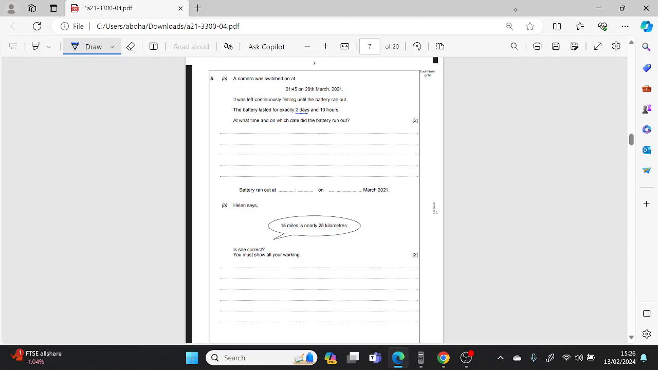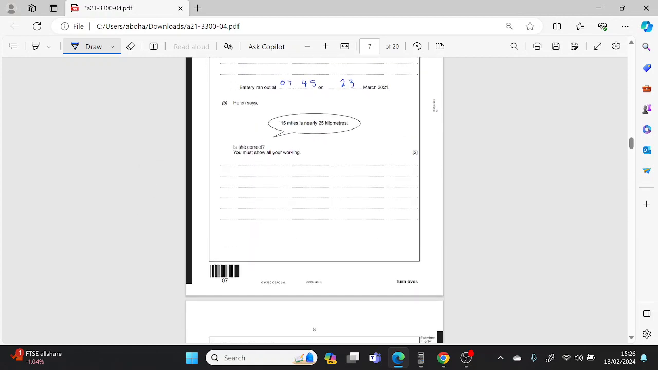So the time that the battery's going to run out is going to be 07:45. When I added on that 10 hours, that took me to the 21st of March, and 2 days is going to be the 23rd of March.